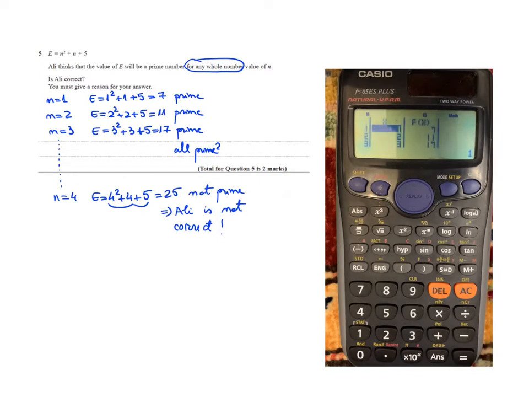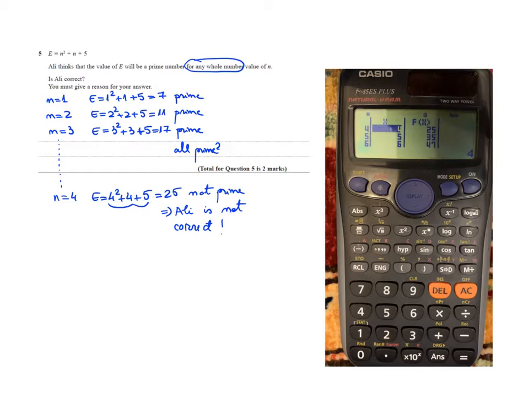Step 1. Meaning that when x equals 1, the value is 7. When x equals 2, the value is 11, then 17. And look how for 4, it's the first number that is not prime, it's 25. For 5, it's still not prime. For 6, it seems to be prime, for 7 prime, but it doesn't really matter, because for x equals 4, I see that the expression is 25, so it's not a prime. Therefore, it's not true that E will be prime for any whole number, because for some it is not.